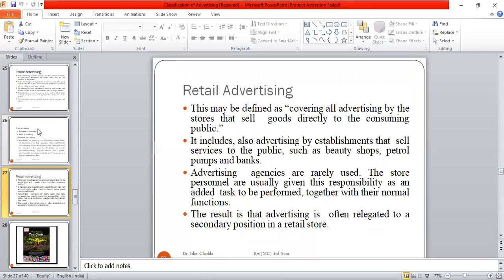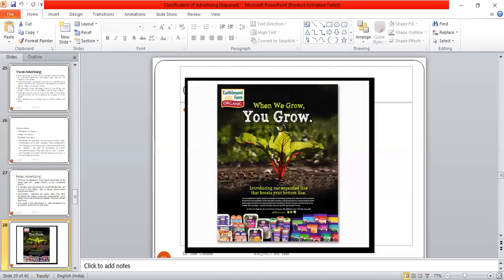You must have seen these types of ads. Whenever you go to a shop or any market, sometimes you come across an ad, like buy one get one by a particular company brand, or maybe a discount on some particular brands. The result is that advertising is often relegated to a secondary position in a retail store. For example, here all these products are displayed down.